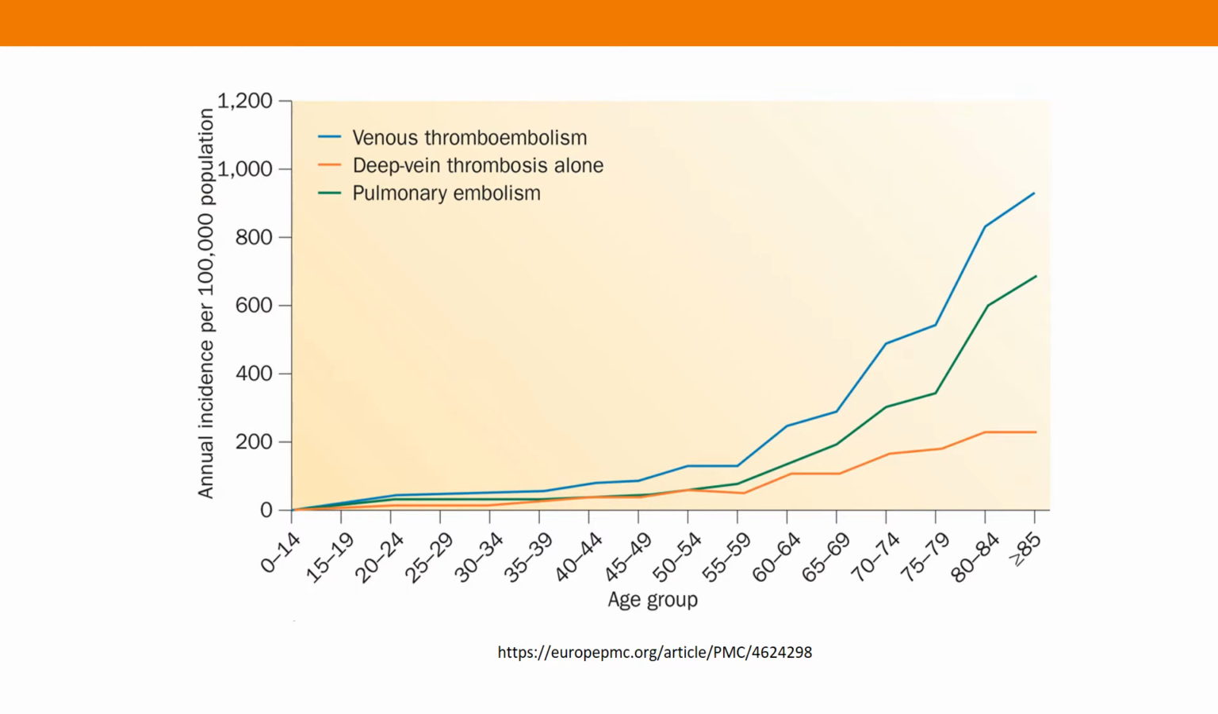When we look further at the age group, you can see that the incidence of VTE, as I was saying earlier, rises significantly from the age of 50, and you'll notice that both the incidence of DVT and PEs rise as well, and the link to that particular paper is on the slide here.